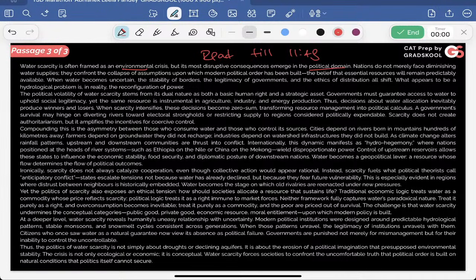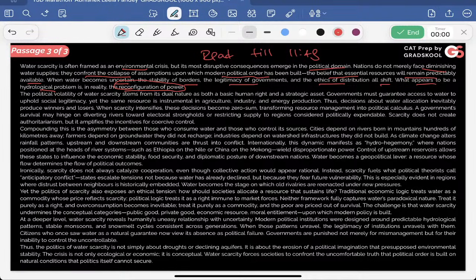Nations do not merely face diminishing water supplies, they confront the collapse of assumptions upon which modern political order has been built. The belief that essential resources will remain predictably available. When water becomes uncertain, the stability of borders, legitimacy of governments, and the ethics of distribution all shift. What appears to be a hydrological problem is in reality the reconfiguration of power. Okay. So somehow I think that the central idea will be this, more about the power, the politics, less about the environment.